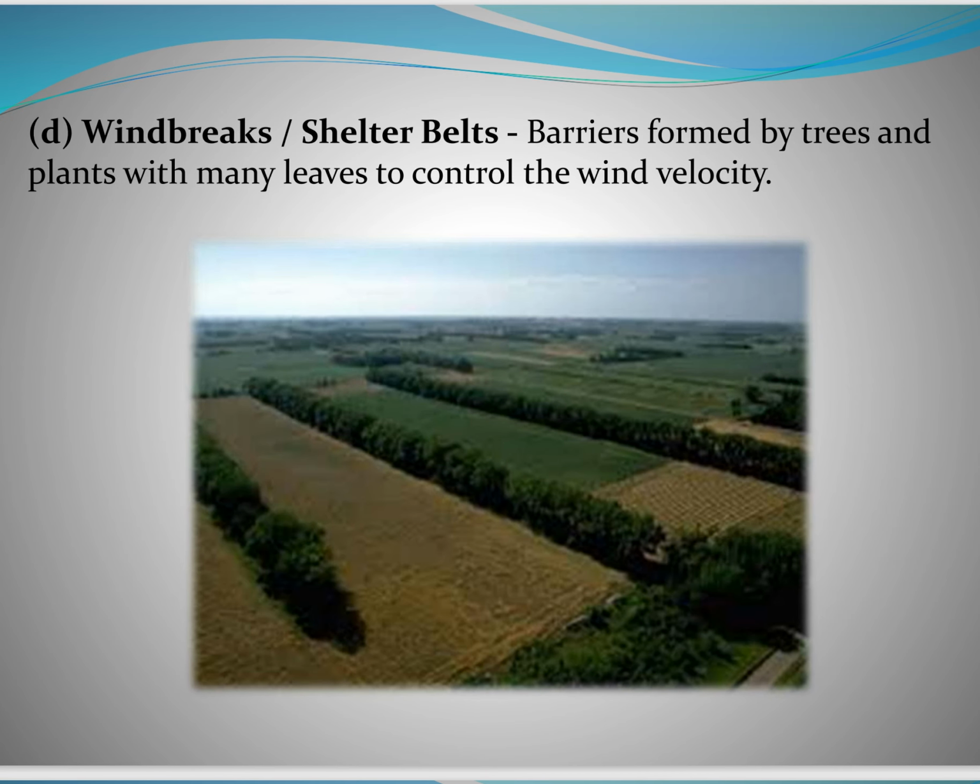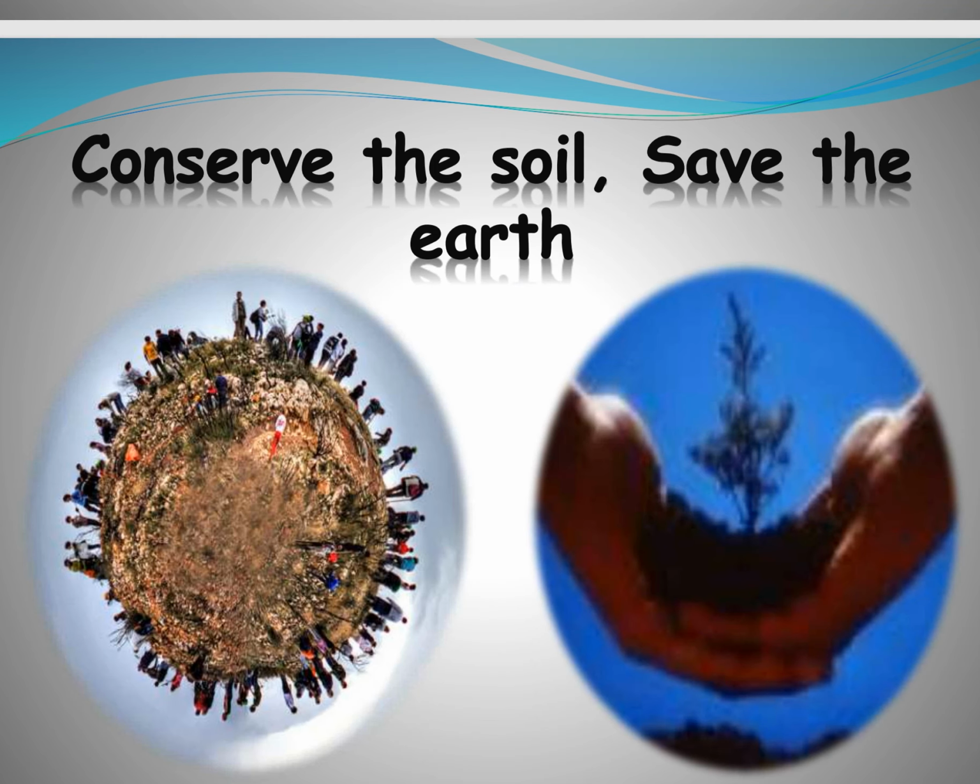So, the last method considered under the category of engineering practices is windbreaks or shelter belts. Barriers formed by trees and plants with many leaves to control the wind velocity. So, obviously, plants and trees are the best solution for soil conservation. So, this is all about soil erosion and the conservation techniques.